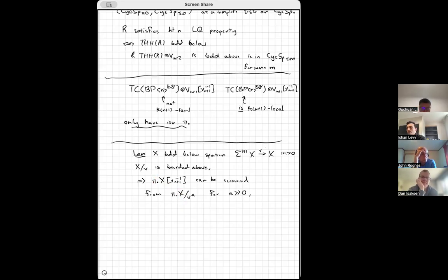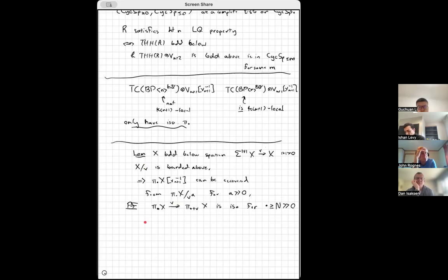Okay? And so the proof is not hard. So the proof is just that, well, the fact that this is bounded above is telling you that the multiplication by v map, which goes from pi star of x to pi star plus v of x, is an isomorphism in large enough degrees. So for example, when star is at least n for some large n.